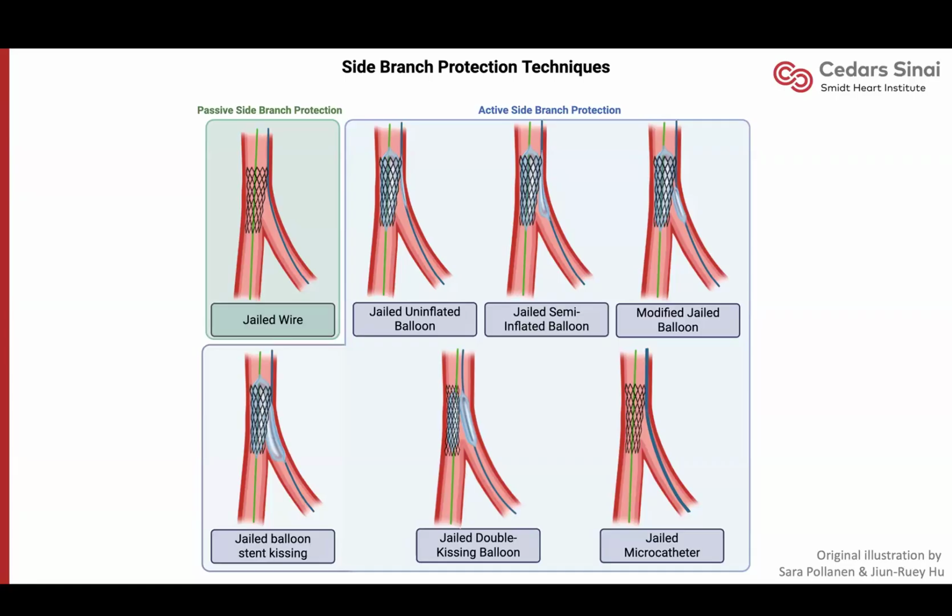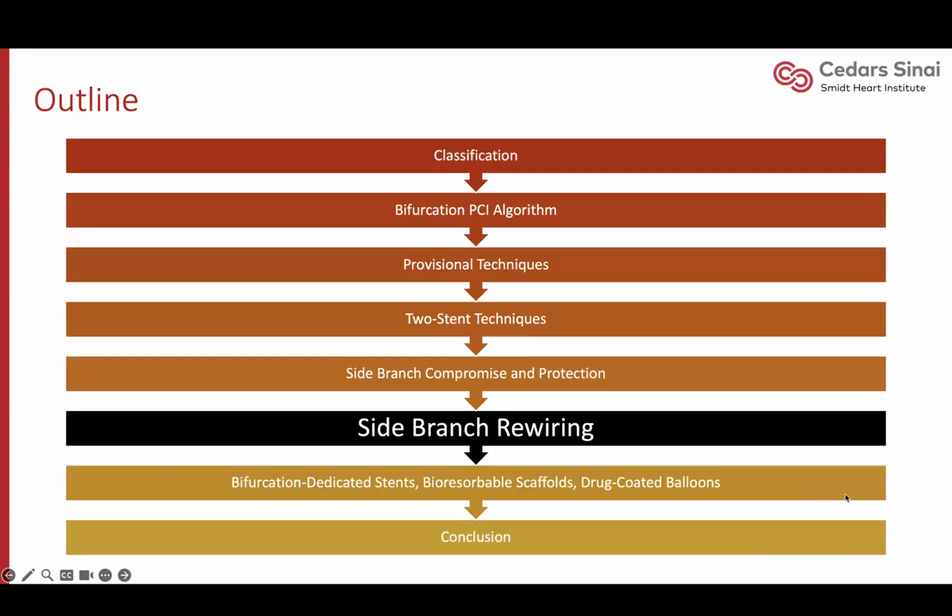Finally, a non-balloon based method of active side branch protection is the jailed microcatheter technique, such as a jailed Corsair, in which a microcatheter is positioned in a side branch prior to main vessel stenting. This creates a physical buffer at the side branch ostium, maintaining access and limiting plaque shift, while having the added advantage of facilitating guide wire exchange if needed. Now, some points about side branch rewiring.